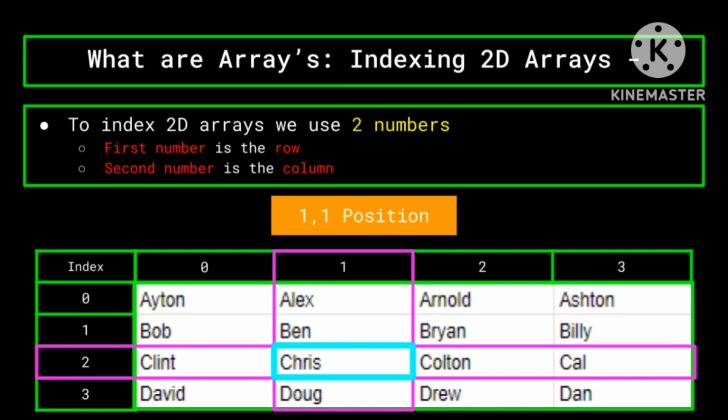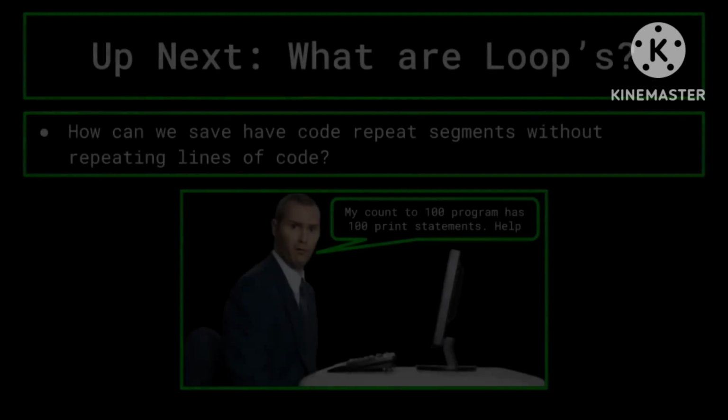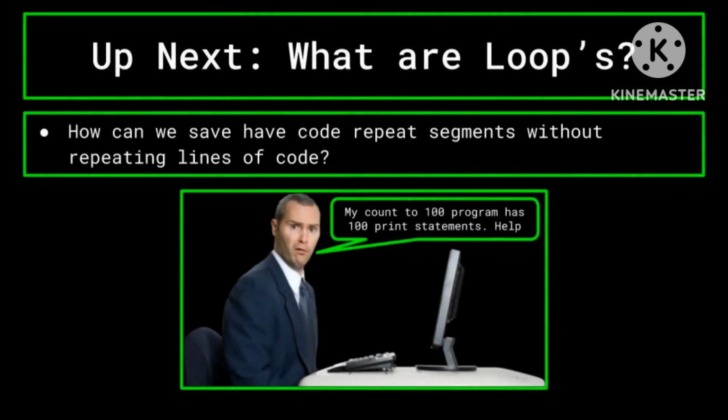You get the idea. Now you can also make three-dimensional arrays by putting an array inside of an array inside of an array, but that's a little above what we're going to be covering, so I'm going to cut it off there. Next up, we're going to be talking about loops. So what exactly are loops?